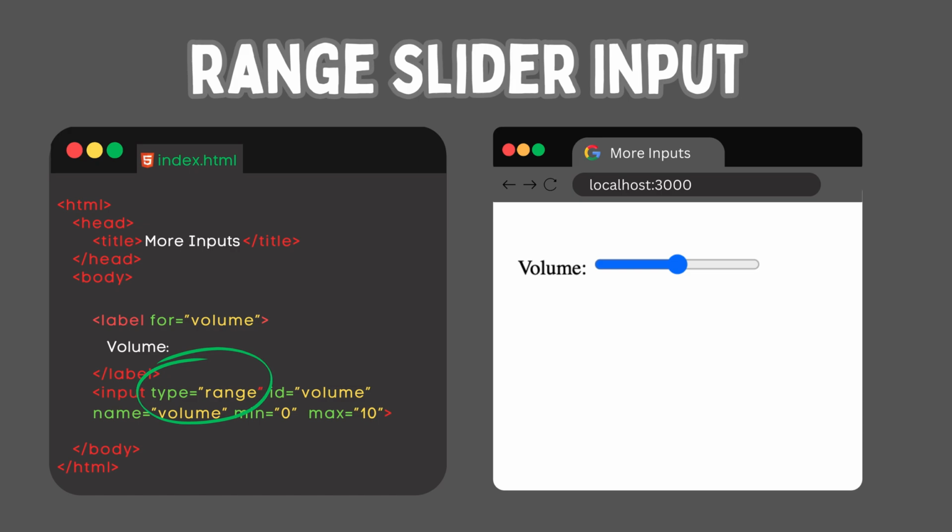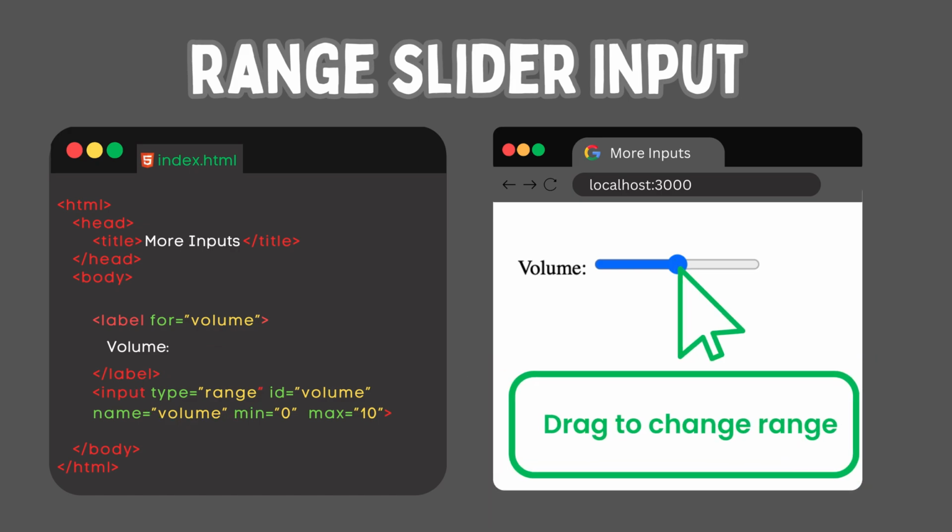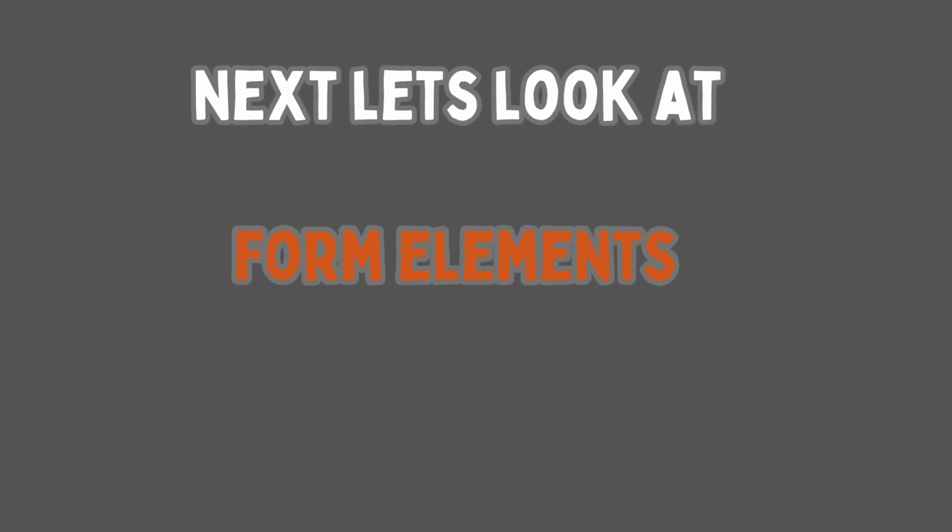The range slider, for selecting a value within a range, like volume level. Just click and drag. Notice how you can specify the minimum and maximum values. Next, let's look at the different elements that can be used in forms.